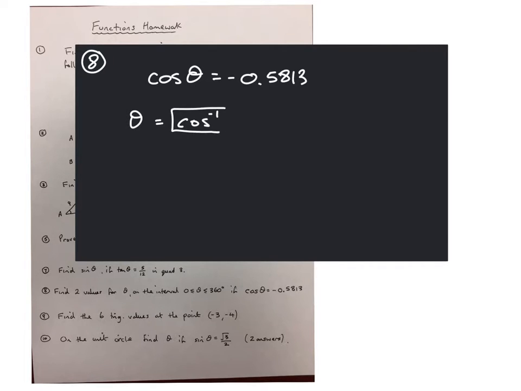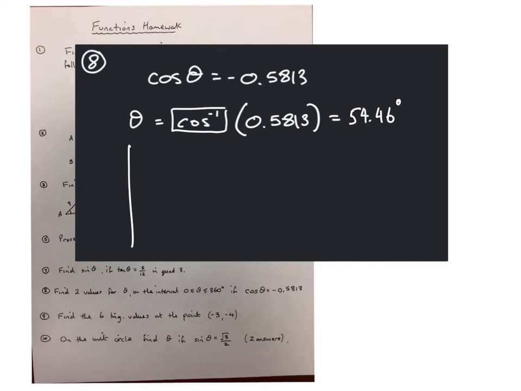Question 8. Find two values of theta for which cos theta is negative 0.5813. So first of all we do theta equals cos negative 1, so we need to find the angle. We drop the negative 0.5813, and theta equals 54.46 degrees.